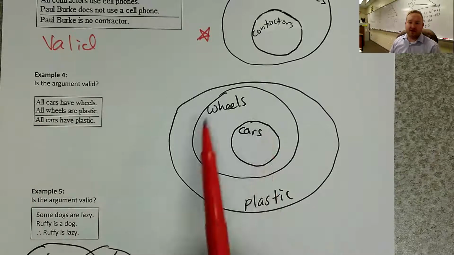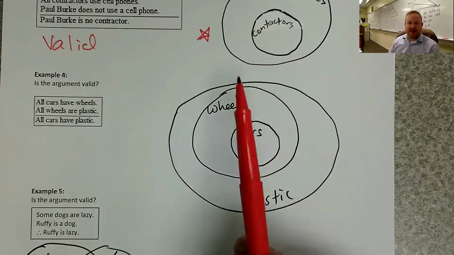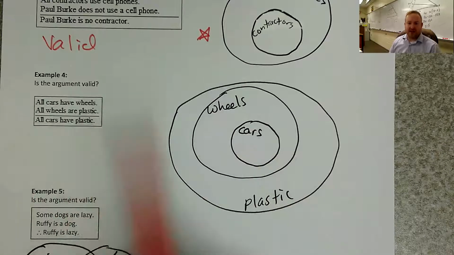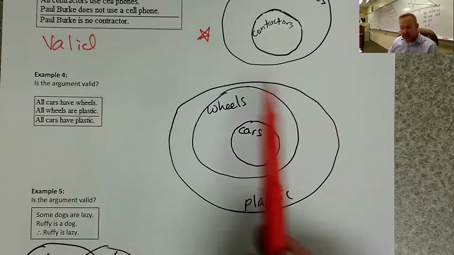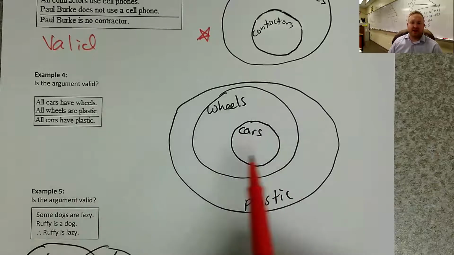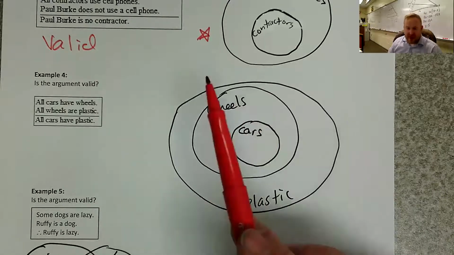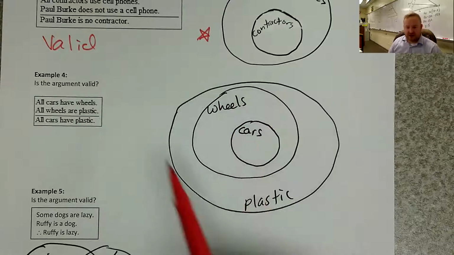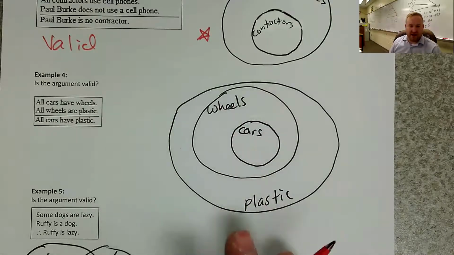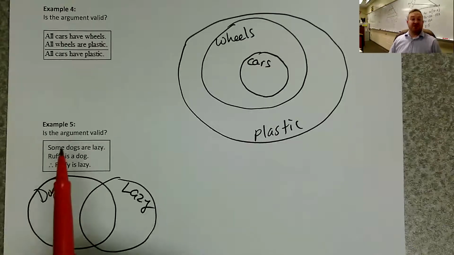So all the cars are inside the wheel circle, and then all wheels are plastic. So the wheels are inside the plastic circle, which means all cars have plastic. You can see all the cars are inside the plastic circle. This is just an example of three concentric circles here. It's not written well, but the idea is that if the car circle's inside the wheel circle and the wheel circle is inside the plastic circle, then the car circle's inside the plastic circle. I don't want to write down valid there because it's worded so poorly, but it is supposed to be valid.